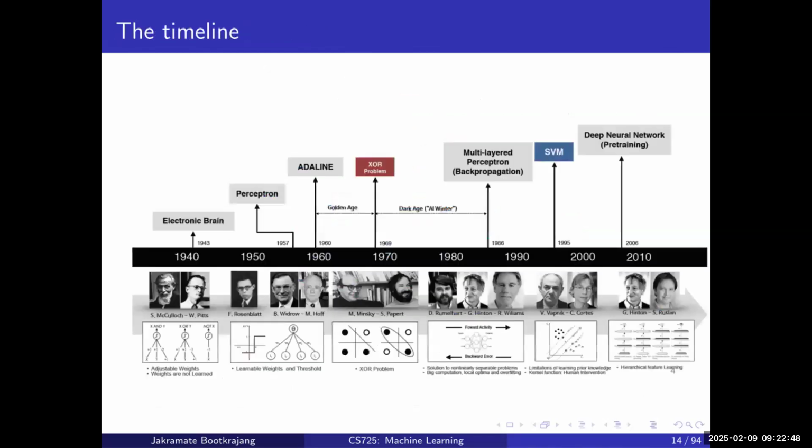So that is the brief history of the neural network. It starts from the 1940s with the human brain, and then we evolved into the perceptron, and then we got stuck with the XOR problem until we solved it with the multi-layer perceptron. And we have SVM, which is basically a perceptron, but for classification, in the middle, and then we have deep neural networks.